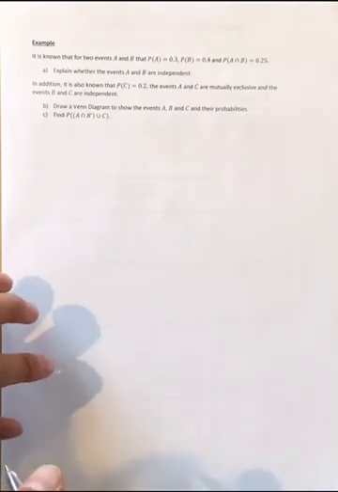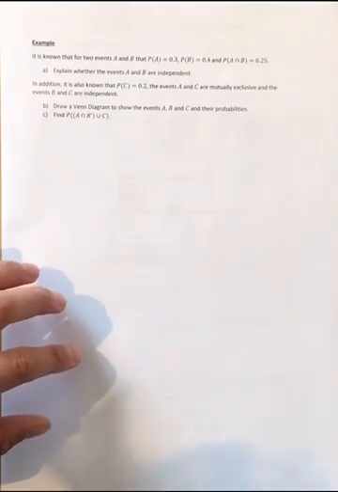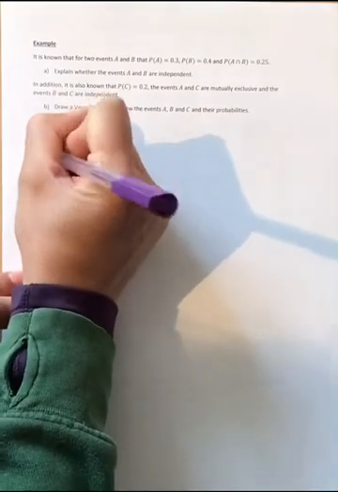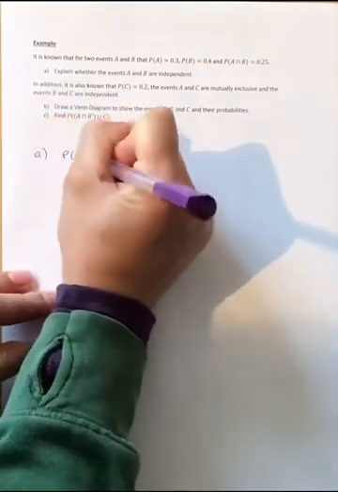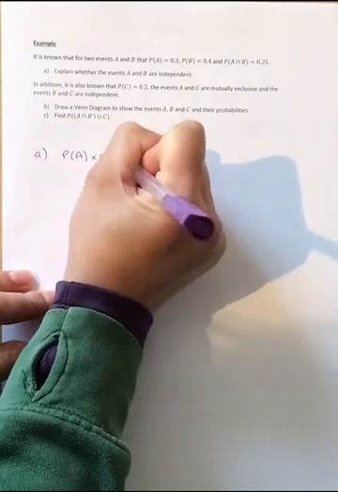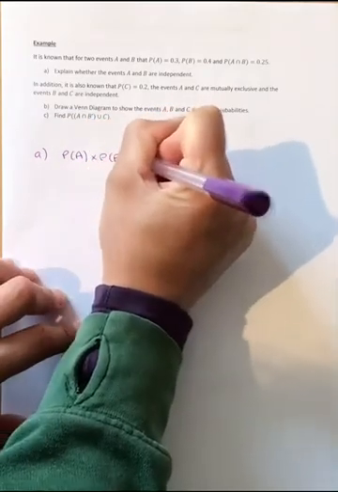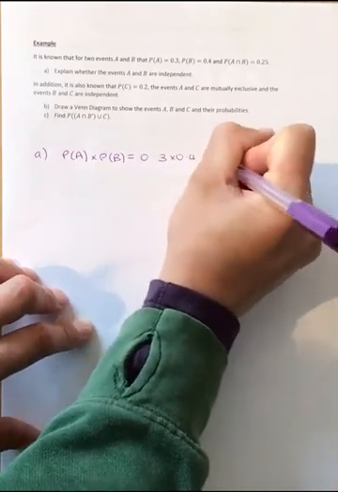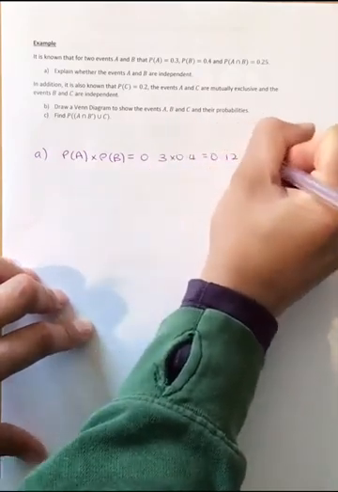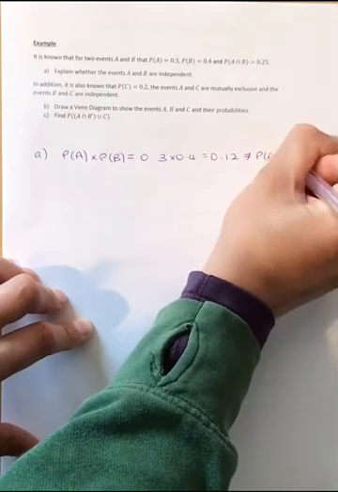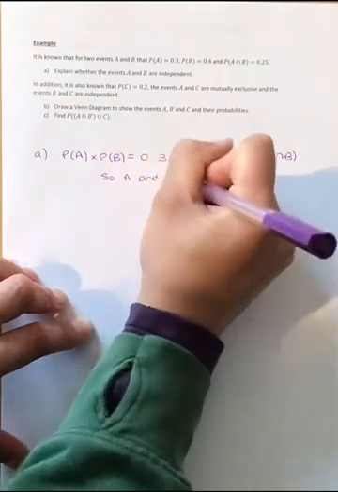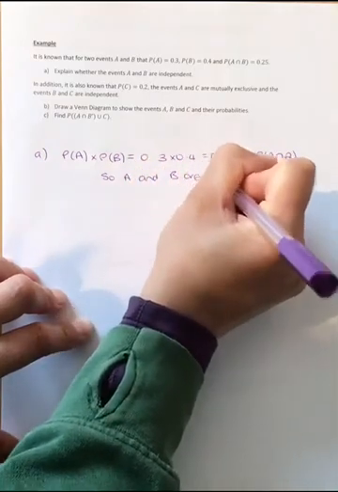Remember, if they are independent, then the probability of A multiplied by the probability of B is the same as the probability of A intersect B. So let's have a go at multiplying the probabilities of A and B together. So 0.3 times 0.4 is 0.12. That is not the probability of A intersect B, so A and B are not independent.